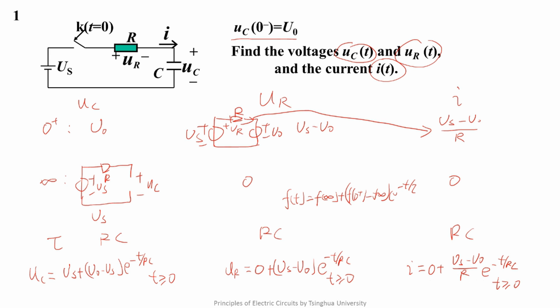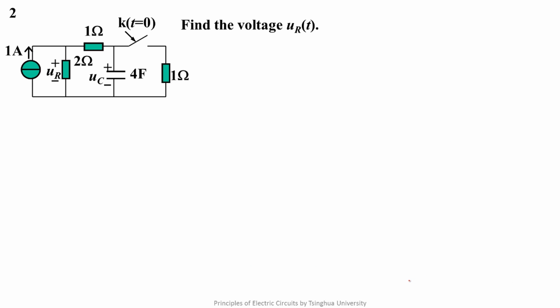You see, this method is very easy and its physical concept is very clear. This circuit is a little more complicated. Before applying the 3 elements method, you can see it's not easy to list the ODE related to UR. Let's use the 3 elements method.